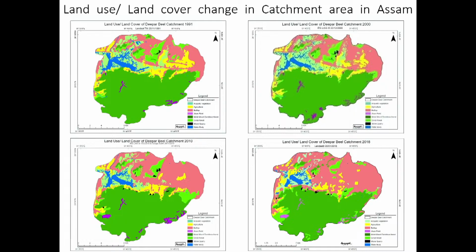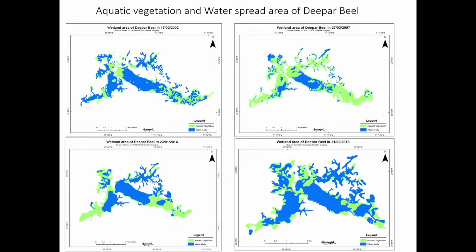So I encourage all of you, if you do some analysis in wetland studies and all, use pre-monsoon and post-monsoon season data, okay, for the same year. This is the standard methodology. Next, यहाँ और एक है, this one: aquatic vegetation, water spread area.